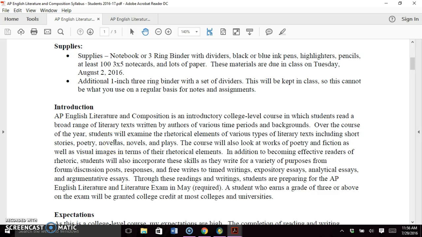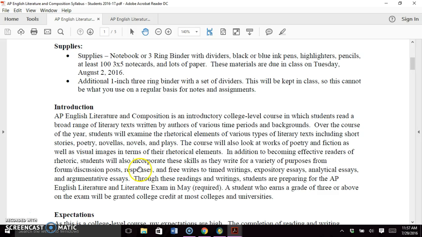It's in between a short story and a novel, so it's between 50 pages to 99 pages. As soon as it hits page 100, it's considered a novel. And we're going to do several plays. And poetry is like a third of the class, so keeping and being prepared for that.